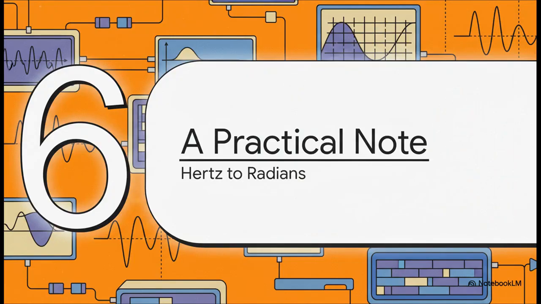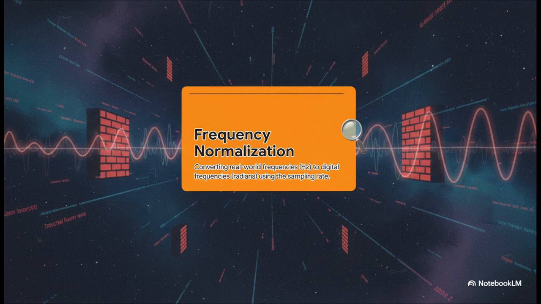Okay, one final thing, and this is super important if you're ever going to actually do this. Our entire design has been in this mathematical world of digital frequency using radians per sample. How do we connect that back to a real-world specification, like a cutoff frequency in hertz? The answer is frequency normalization. It's a simple but absolutely essential step where we convert an analog frequency, like 500 hertz, into the digital frequency in radians that our formulas need to work. And to do that, we need one key piece of information, the system's sampling rate.